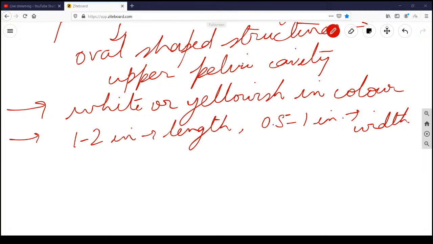And then we'll come on to when we cut open an ovary, okay. When we cut open an ovary and examine it under the microscope, the external surface of each ovary is covered by the surface epithelium. Okay, it is known as germinal epithelium.